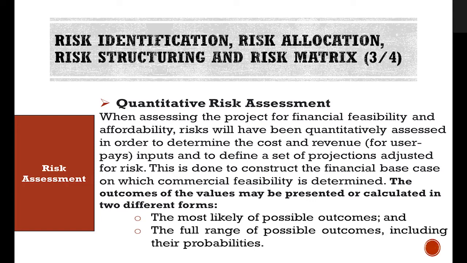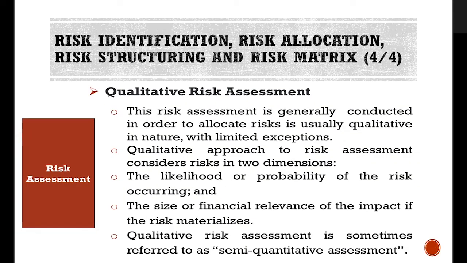The full range of possible outcomes. In this case, you might also want to go for the full range of possible outcomes, but there are alternatives, going rather for the most likely outcomes. So you want to negotiate with the private party and the public party. We would love to use the full range of possible outcomes, or we want to use most likely outcomes. Those need to come through in the structuring of a PPP tendering contract process. So there is also qualitative risk assessment.